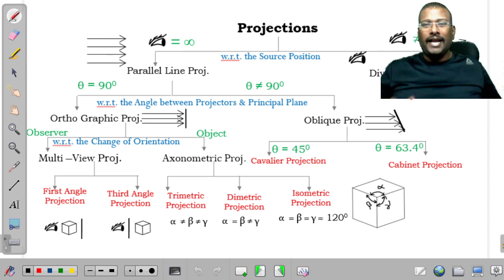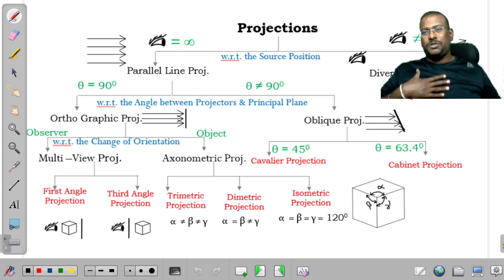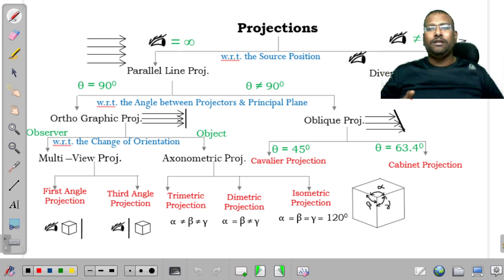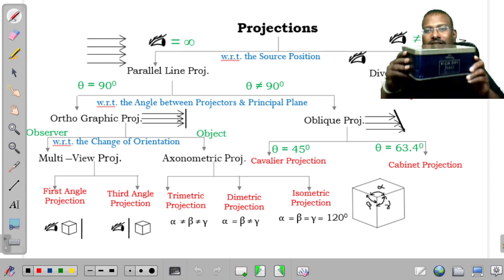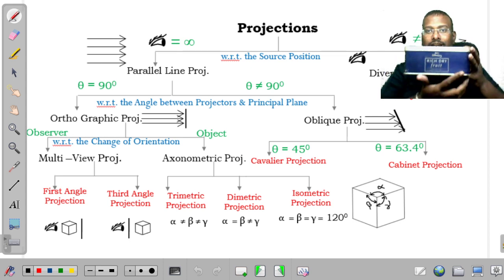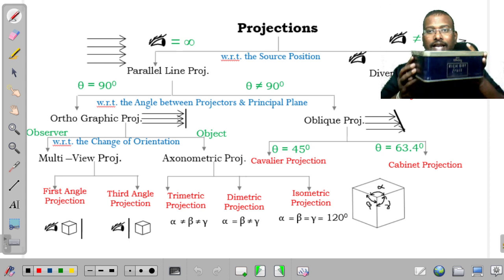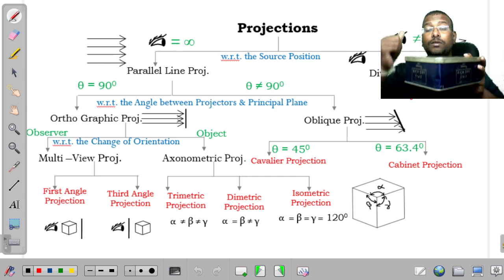Sir, I can't change my position. I am an observer. I won't change my position. Then how to get the complete information? Why are you struggling to change your position? Change the orientation of the object. Now you observe. You know only length and height. Just I am tilting like this. Tilting like this, you know length, breadth, height. All this information I am getting.